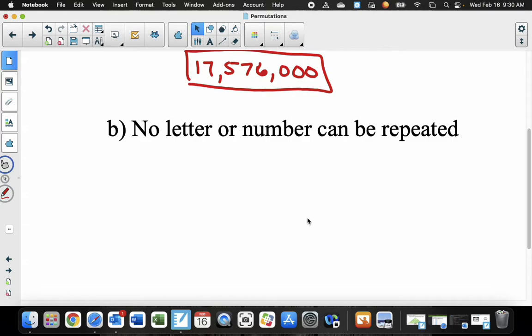In that case, how many options for the first letter? 26. 26 letters in the alphabet. How many options for the second letter? 25. Now, because you can't have any repeats, there's only 25 options for letter number 2. And how about the third letter? 24. Then we switch over to numbers. How many numbers? 10. And then we would have 9 numbers left to choose from and 8 numbers left. If you type that in, what do we get? 11,232,000.